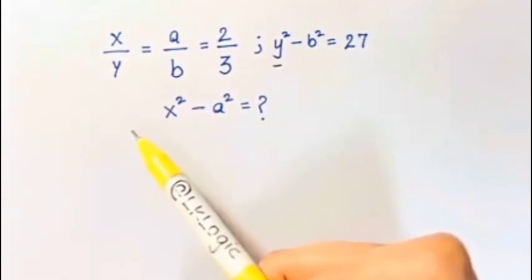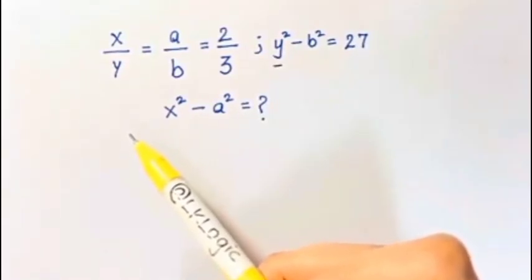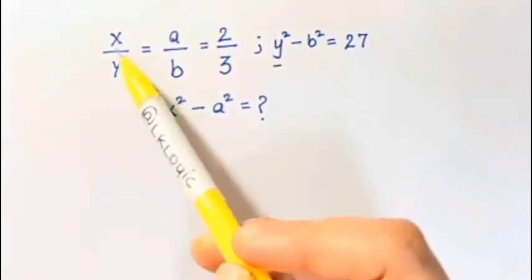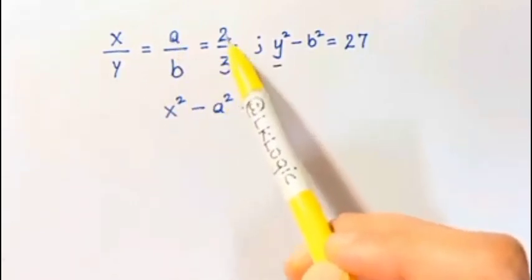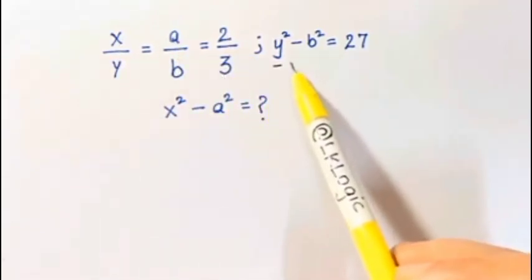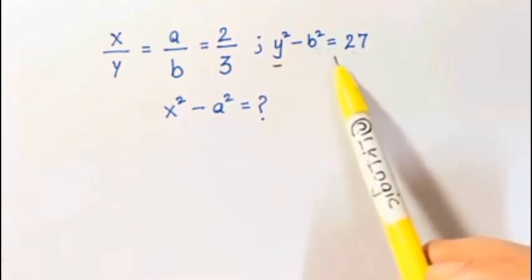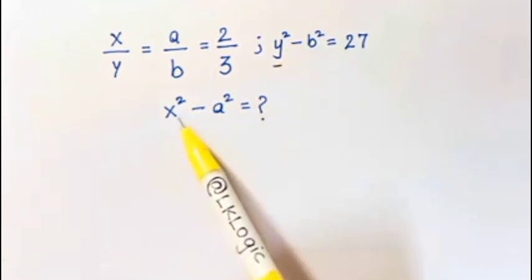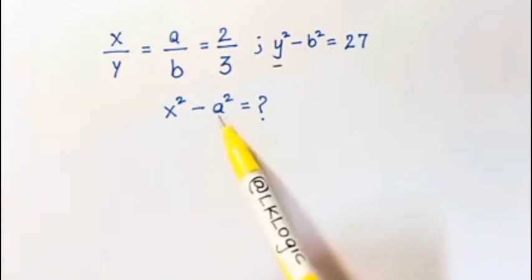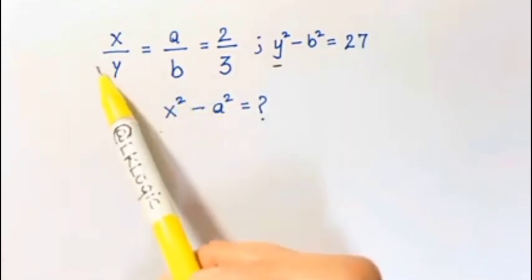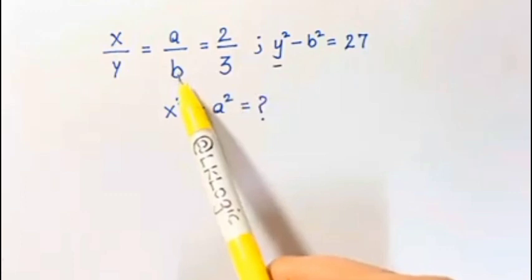Math Olympiad question for you all. It's very interesting. Here we have x over y equals a over b equals 2/3, and we are also given y square minus b square equals 27. So we have to find the value of x square minus a square. Now let's work out for this equation.